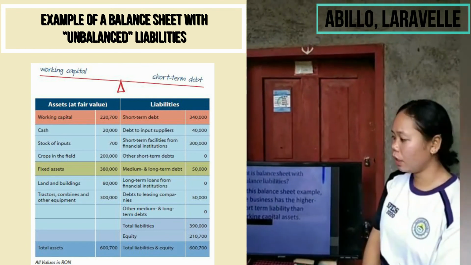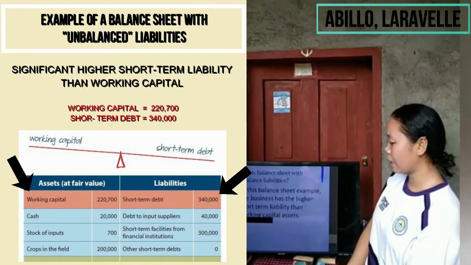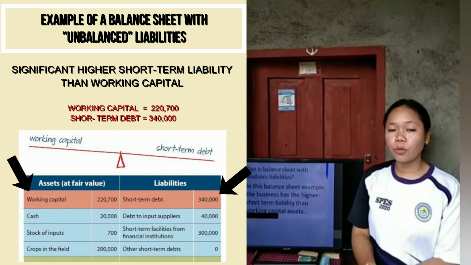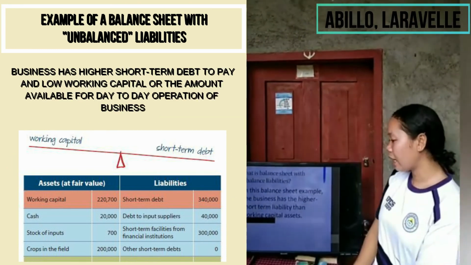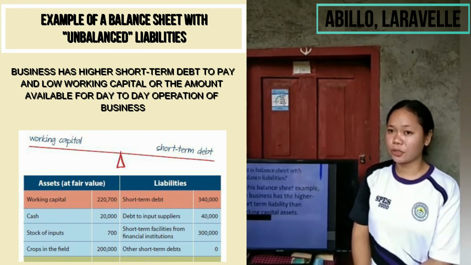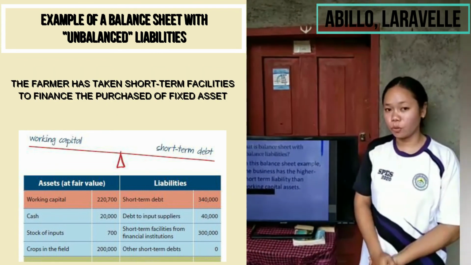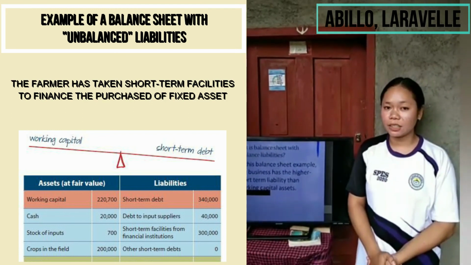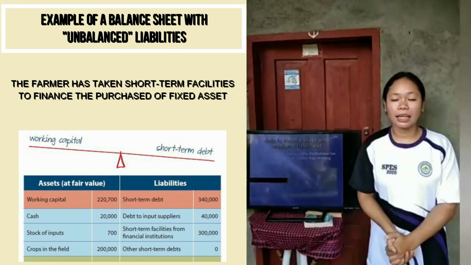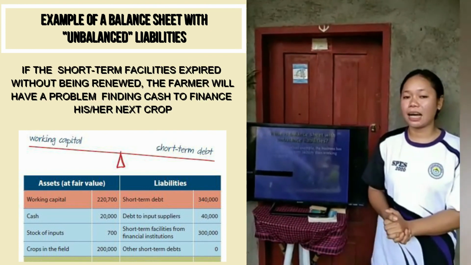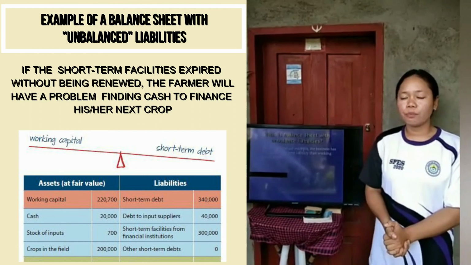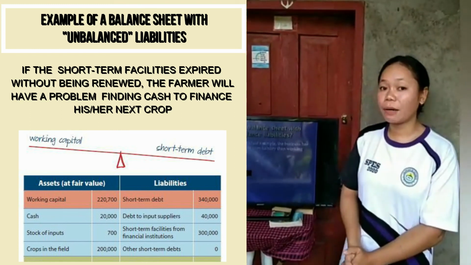In this balance sheet example, the business has a higher short-term liability than the working capital. So, obviously, from this example, yung owner ay may mas maraming loans kaysa sa working capital na pumapasok dun sa kanyang business, dun sa kanyang agribusiness. So, si owner, magkakaroon siya ng mga short-term loans to purchase sa kanyang mga fixed assets. So, kung babayaran lang ito ng less than a year, papasok siya dyan sa short-term debt. And if time comes na yung mga facilities ay mag-expire na or due date na at hindi niya na-renew yung mga yun, so may posibilidad na magkakaroon siya ng mas malaking problema.